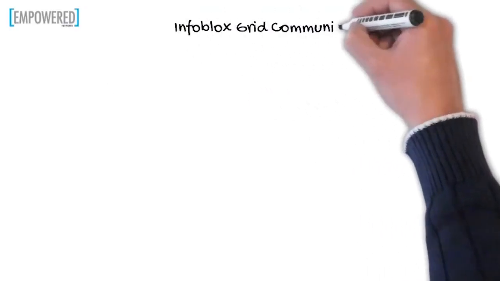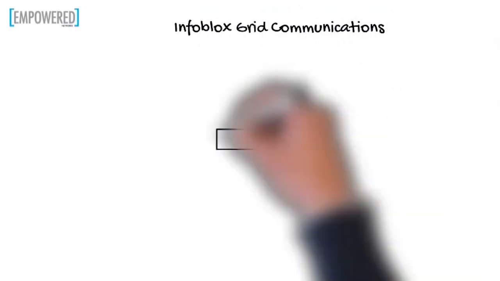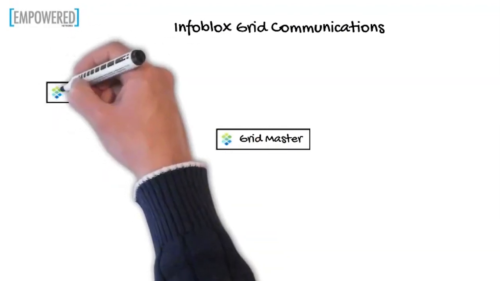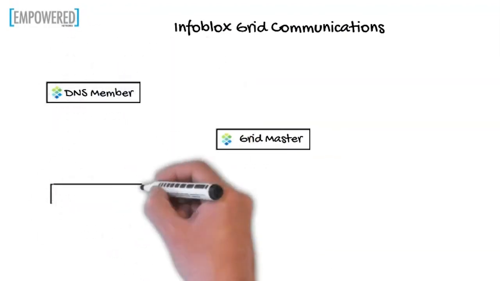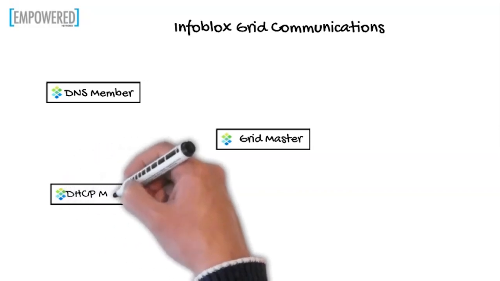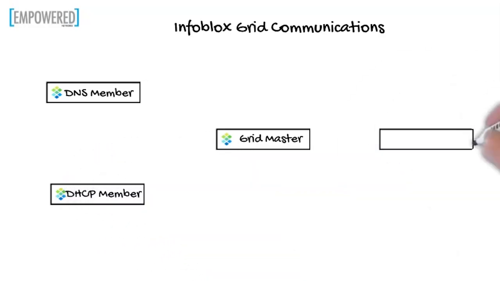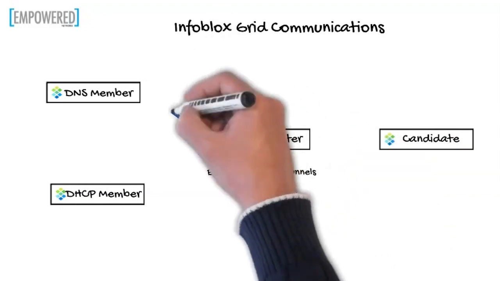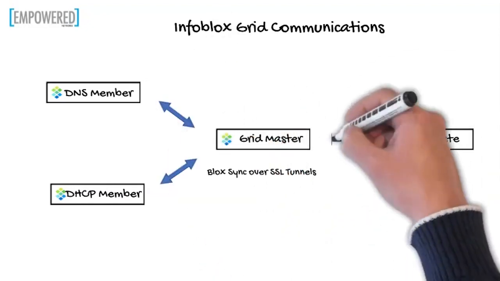Today we're going to do a deep dive into Infoblox high availability pairs. First, let's talk about grid communications. The center of an Infoblox grid is the grid master. Each of the member appliances talk to the grid master to receive configuration updates and software updates. The protocol used is called block sync. Block sync is sent over secure SSL tunnels between the grid master and the members.